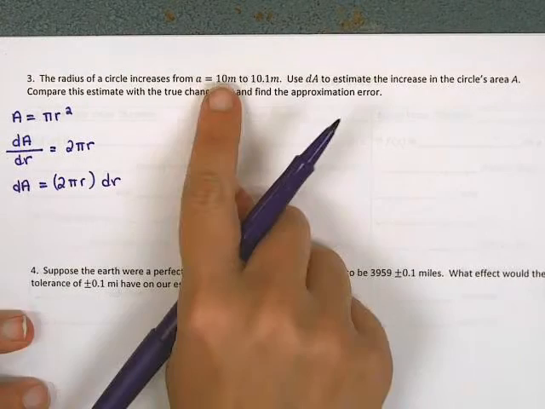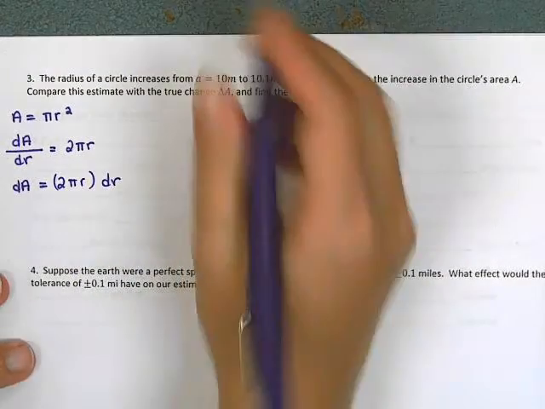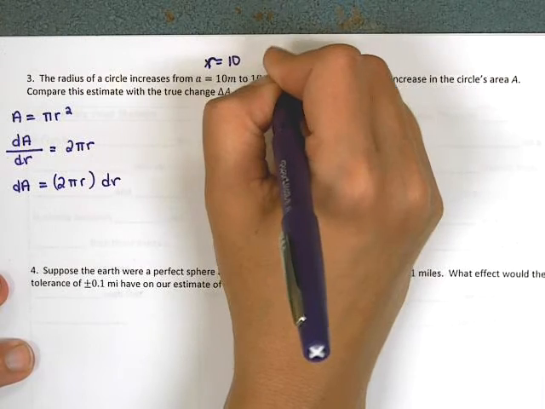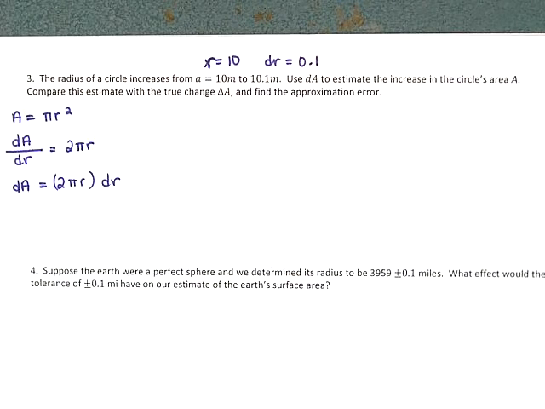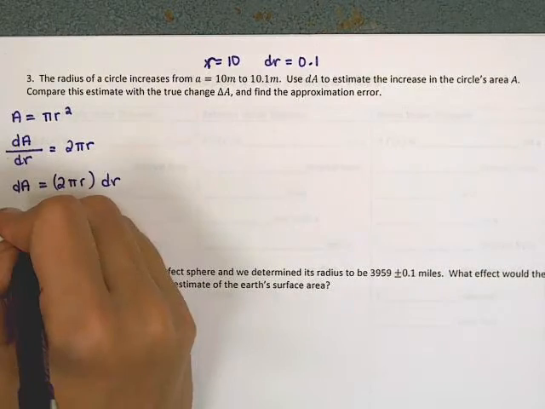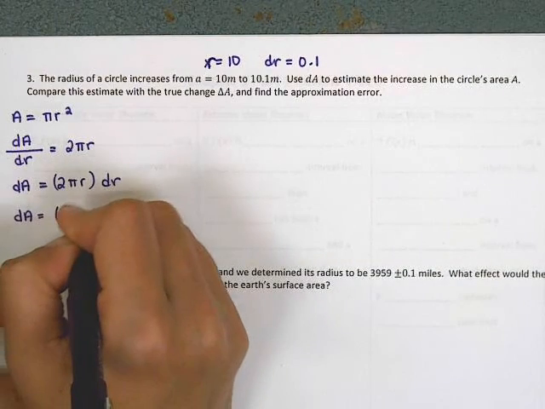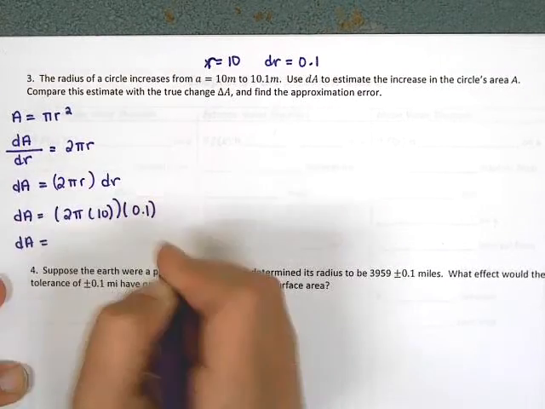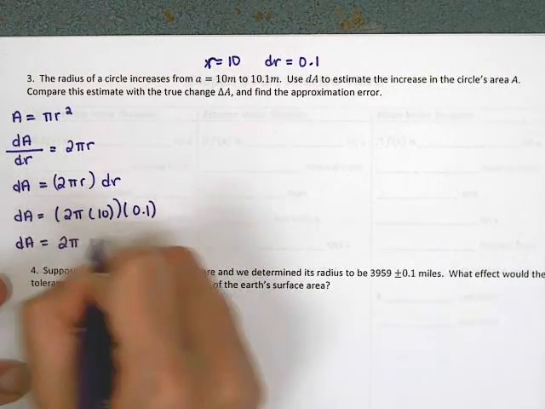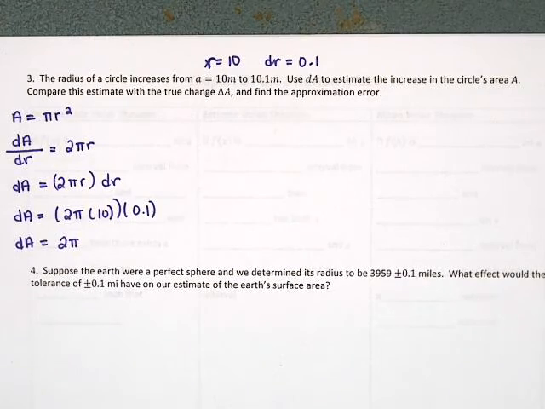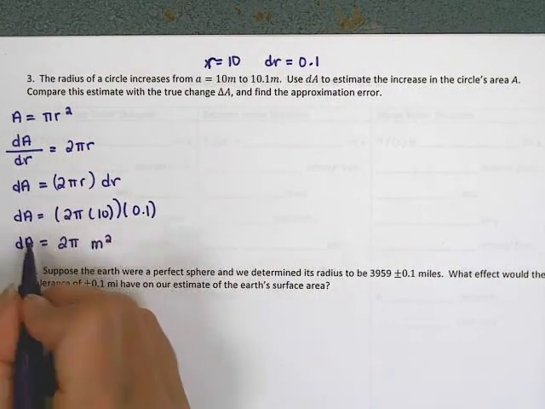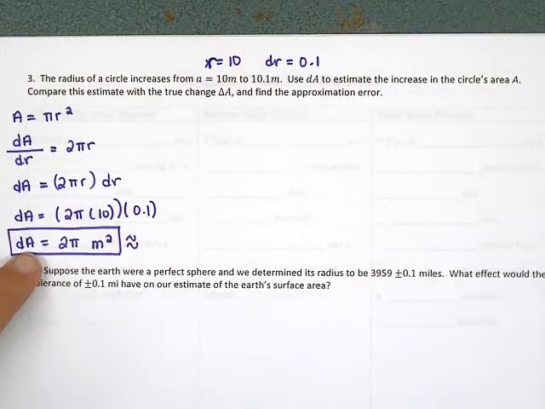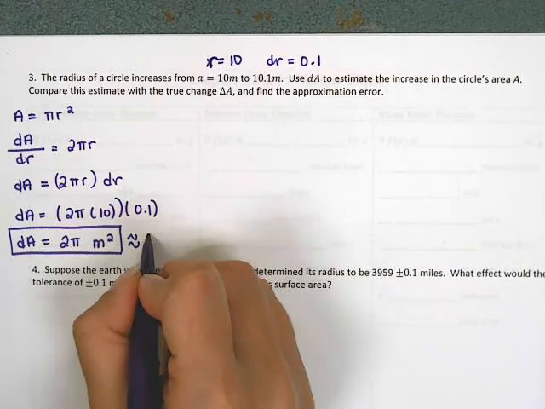Now, it says here, I'm starting with a 10 meter radius. I have a 10.1 meter radius, which means x, or my original r, would be 10, and dr would be 0.1, because my radius got 0.1 meters bigger. So dA would be 2 pi times 10 times 0.1, which would be 1/10 of 10, which would just be 2 pi. And since I'm measuring the area, I want to use units here. Area would be meters squared. So I am estimating that my change in my area, dA, of my circle would be about 2 pi, which is about 6.28.